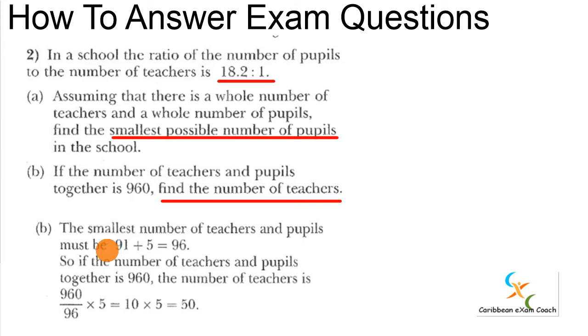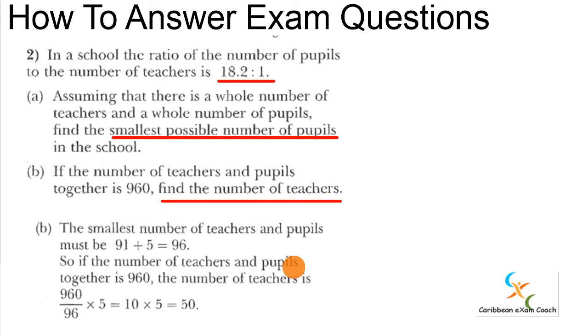You start off by noting the smallest number of teachers and pupils must be 91 plus 5, and we saw how we got 91 and how we got 5. So you add the two ratios, 5 and 91, you get 96. The smallest number of teachers must be that.